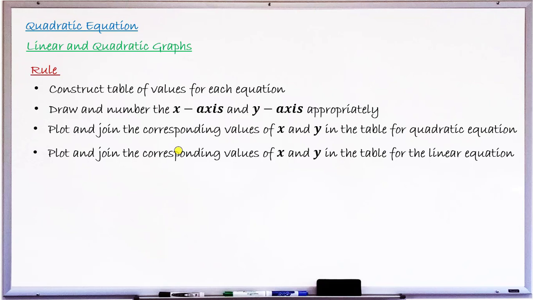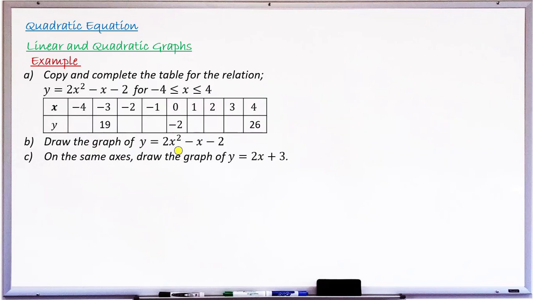So let's just move on and take examples. Example number 1 says copy and complete this table for the relation y equals 2x squared minus x minus 2. So this is a quadratic equation. This is the table. Some values for y are given, but where it is blank, we need to find the corresponding value of y there.